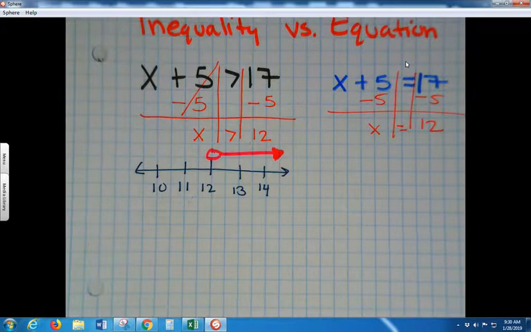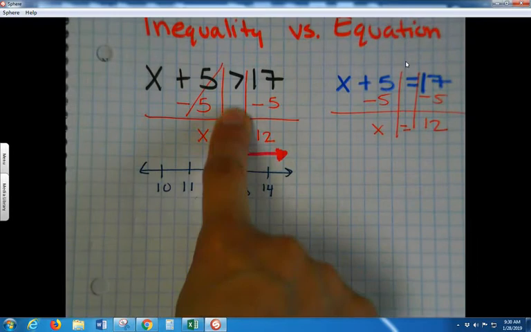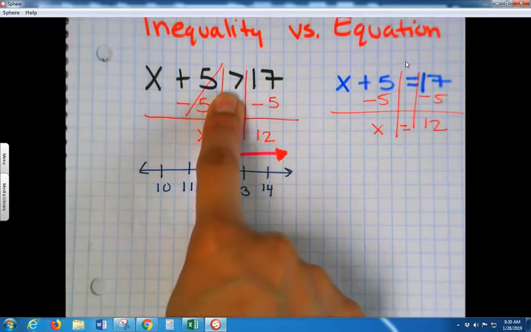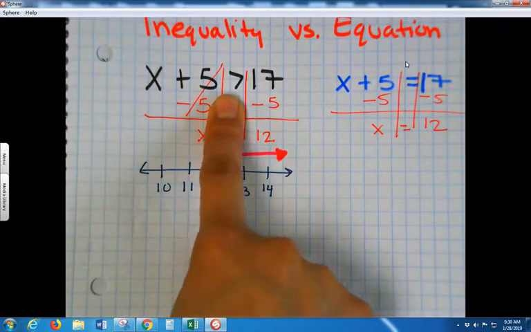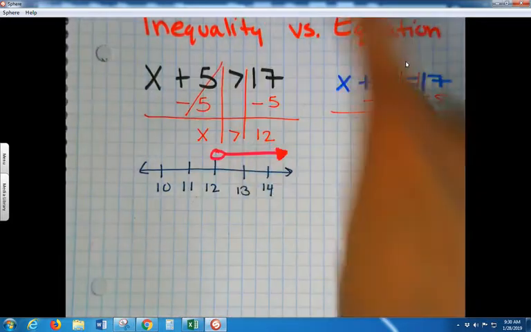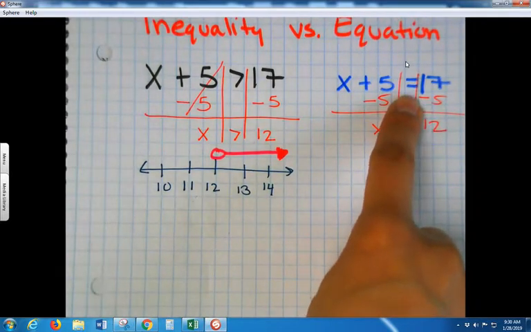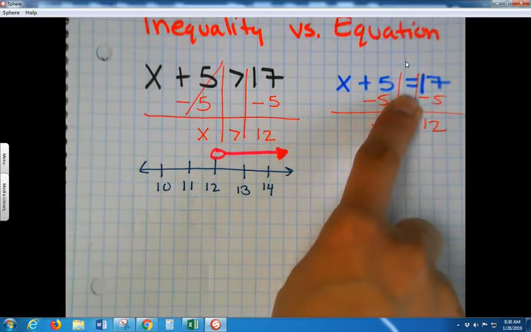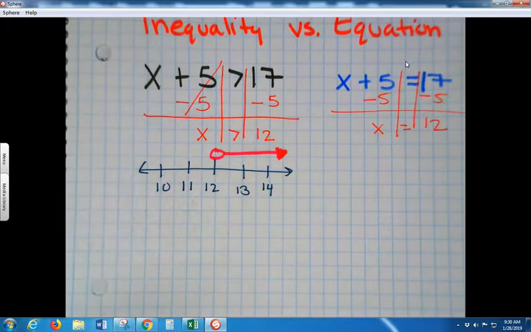Right, so this is an inequality. It has a greater than, less than, greater than or equal to, or less than or equal to symbol. One of them, right? This is called an equation, and it has an equal sign. And it will always have an equal sign for an equation. This, how do I graph this? Someone asked.